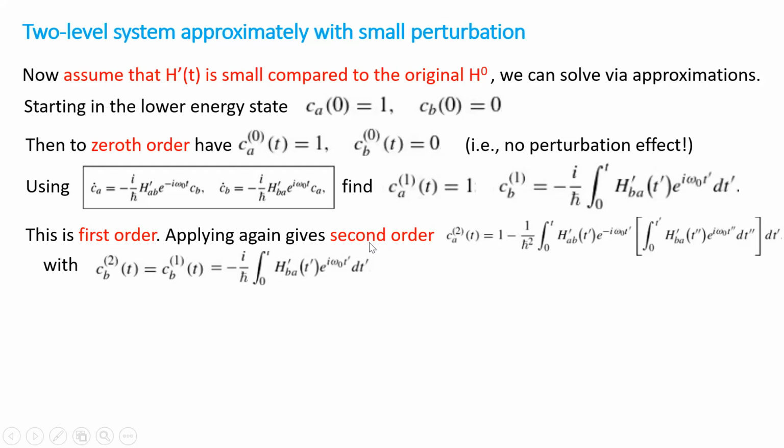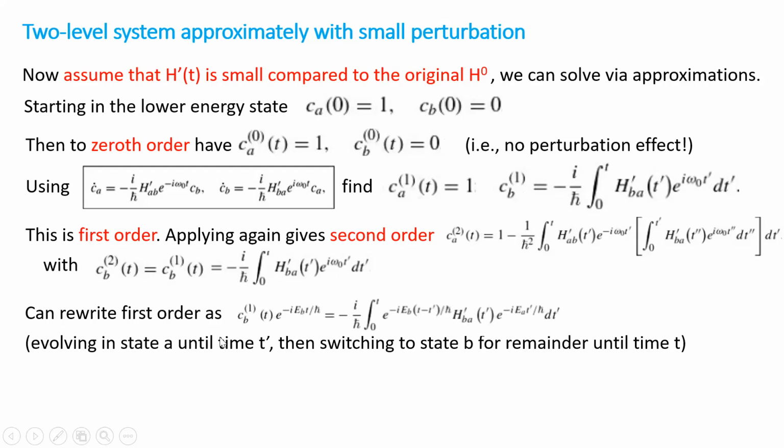So to 0th order and first order, Ca equals 1, but to second order Ca starts to lose some probability. So there's a chance for a transition, a loss of probability from Ca to Cb. And we can see that probability appearing in Cb to both first and second order. So Cb can be non-zero to first and second order.